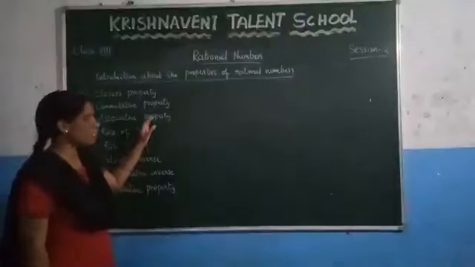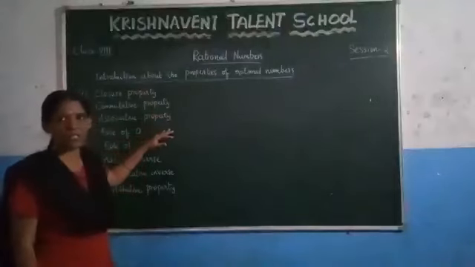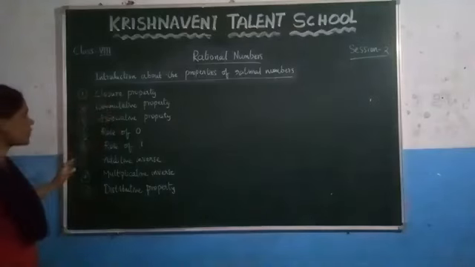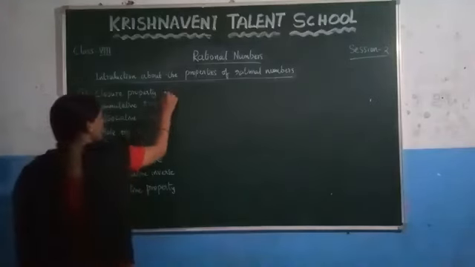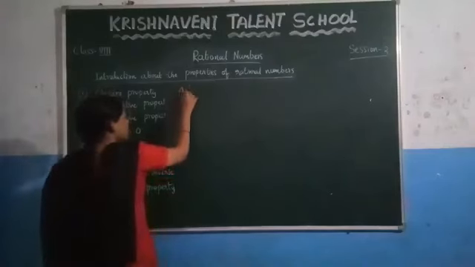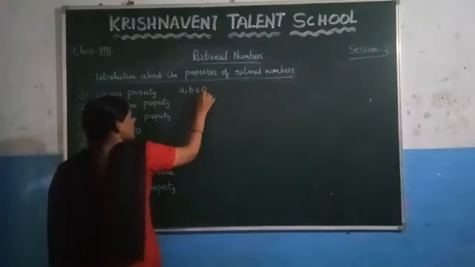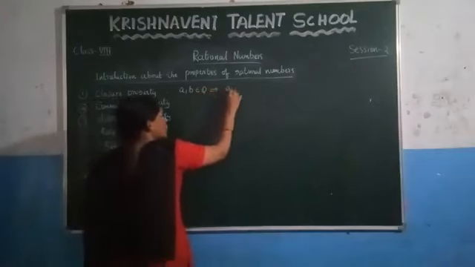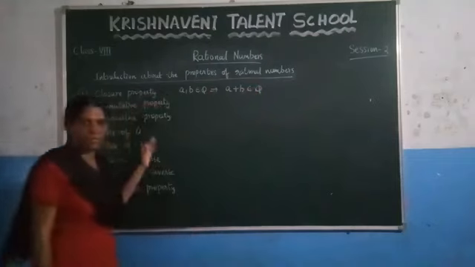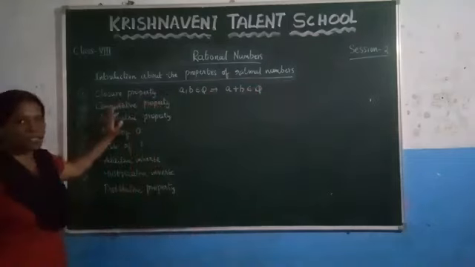In the previous class, we already discussed a few properties of the rational numbers. Let us have a brief recap about those properties. Here, the first property is the closure property. What the closure property says here: if you consider any two rational numbers and add them, the result is also a rational number. That property we call the closure property.